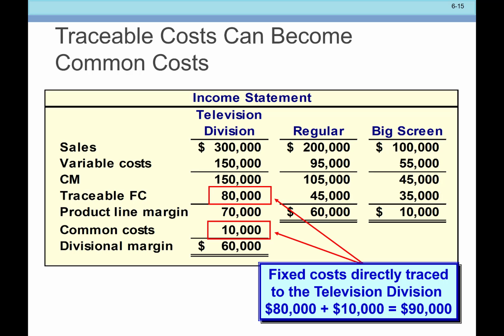And of course, this would be important if you were trying to do some sort of analysis of, should we continue to carry the big screen versus the regular screen TVs, right? And so if you started allocating these, all of a sudden, big screen, let's say, might look less profitable when in fact it might be more profitable. Okay? So same principle now, just digging down a little deeper into the division.